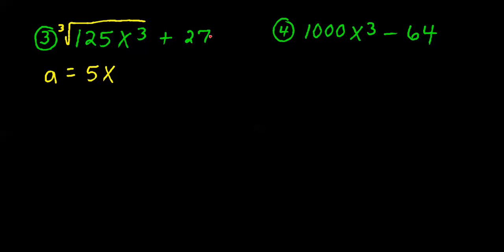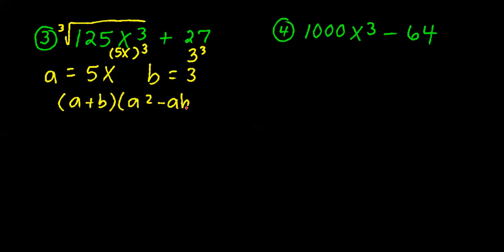Now my b value is 3 because 27 is the same as 3 cubed, just as 125x cubed is the same as 5x cubed, okay? So in this particular case, my b value is 3. All right, so I'm going to rewrite this whole formula. I'll rewrite this one because we used the difference of squares in the last one. So if you remember, this one is a plus b times a squared minus ab plus b squared. Okay, let's plug in our values. For my a, I've got 5x, and my b is 3.